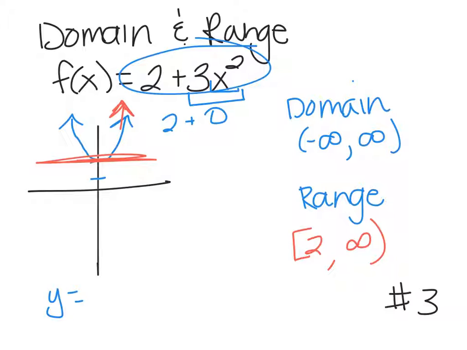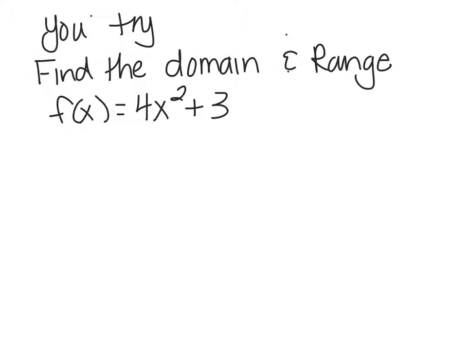The reason why the domain is infinity to infinity is if I look the furthest to the left, this is going to keep going and going, and I don't know where the furthest to the left is ever going to start, therefore it's -infinity. Same thing on the right-hand side. Try this one. Find both the domain and the range.